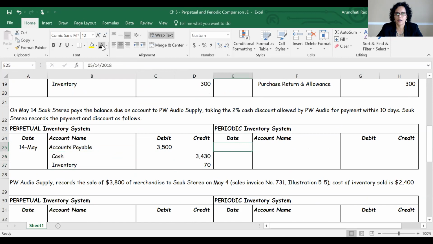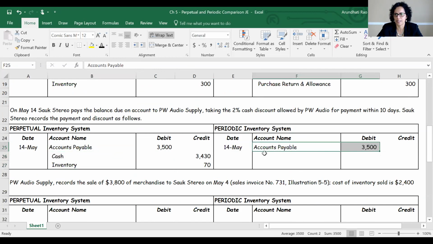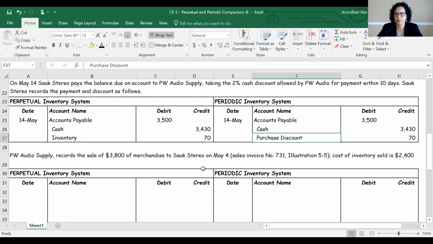Let's take a look at the journal entry in the periodic system. The first part remains the same. Accounts payable debit, $3,500, that stays the same. The second one also stays the same. Cash credit, $3,430, that stays the same. The $70 discount, I don't credit inventory. Instead, I create this new account called purchase discount. This is also a contra account, just like the purchase return. And I'm going to subtract that amount from the purchases to arrive at the net purchase in the end.